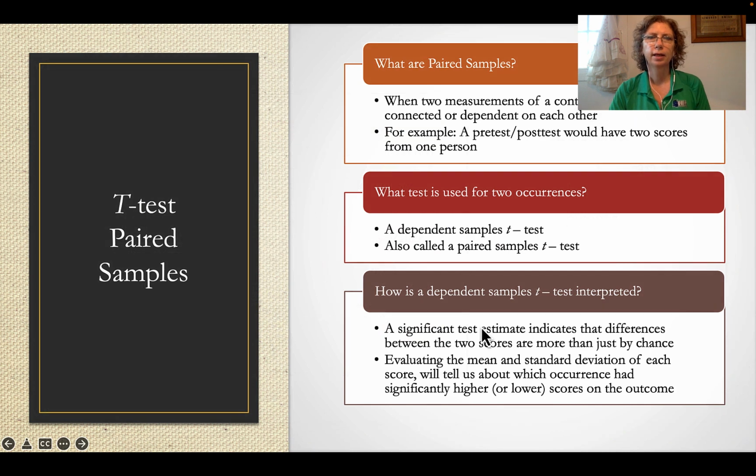A significant test indicates that the differences between the two scores, the pre-test and the post-test, did not just occur by chance, that they are significantly different. And you can look at the average, the mean of each of those to find out which one was higher, the pre-test or the post-test.